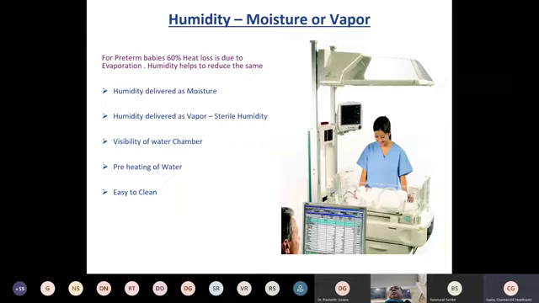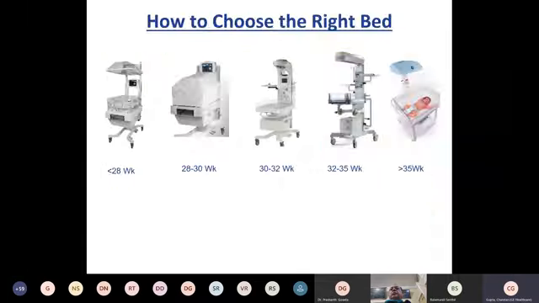So this is very important, whenever you are giving humidity, how you are giving it, whether in a moisture form or vapor form. So whenever you are deciding to buy an incubator, you decide on the type of humidity, the type of design which is reducing thermal stress, light stress, sound stress, touch stress, and pressure stress. And of course, the thermal neutral environment, how you are doing that, the technology being used, whether it is a cascade control versus a proportional integral differential control. These are the important things that we need to decide.